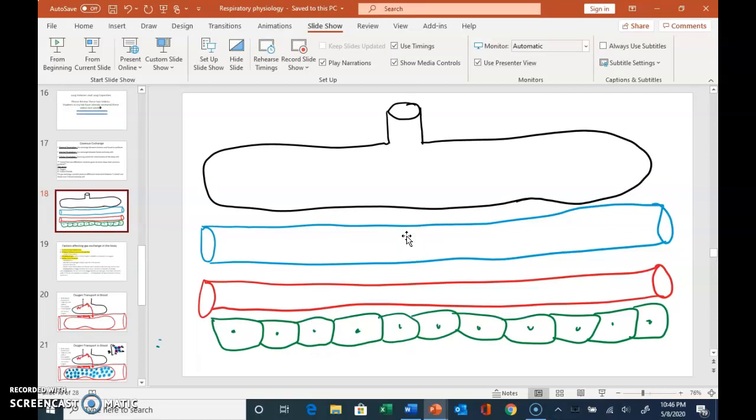Now the question is, how does oxygen get carried into the blood? How? Okay, so let's take a look here. Now, what is this, Rupa?